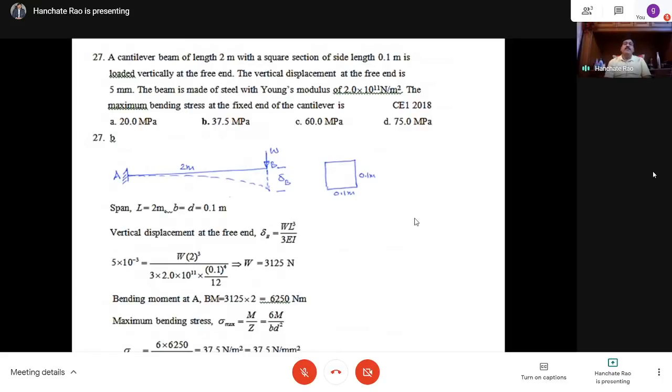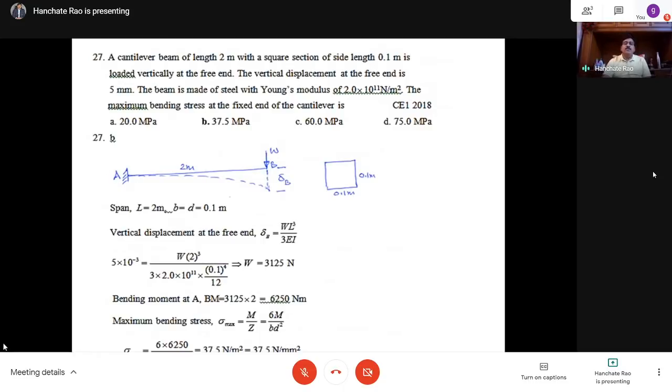A cantilever beam of length 2 meters with a square cross section of side length 0.1 meter is loaded vertically at the free end. The vertical displacement at the free end is 5 mm. So he has given us the deflection at the free end, delta B, which is 5 mm. The beam is made of steel with Young's modulus of 2 into 10 to the power of 11 newtons per mm square. He is asking what is the maximum bending stress at the fixed end A.